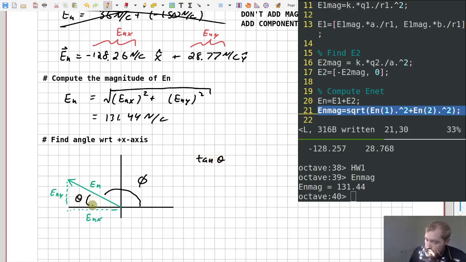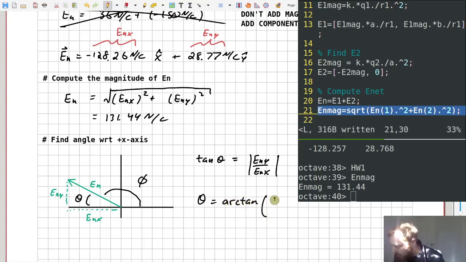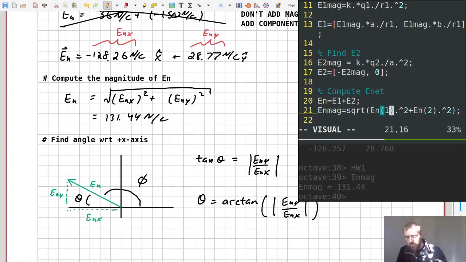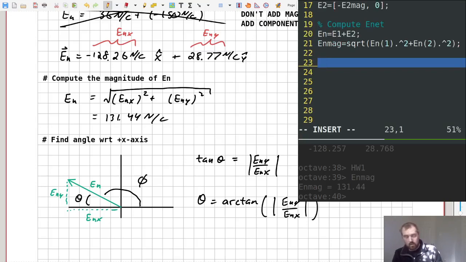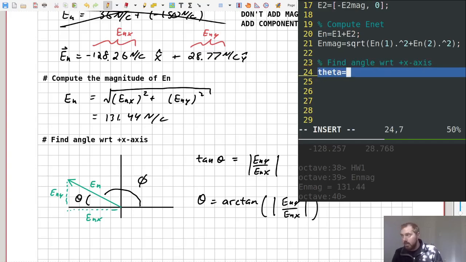So the tangent of theta is going to be E net y over E net x. To avoid potential sign errors, I compute with the magnitude, the absolute value. So our theta is going to be the arctangent of the absolute value of E net y over E net x. Let's put that in our little tool here. Theta is going to be atan of the absolute value of the y component divided by the x component.